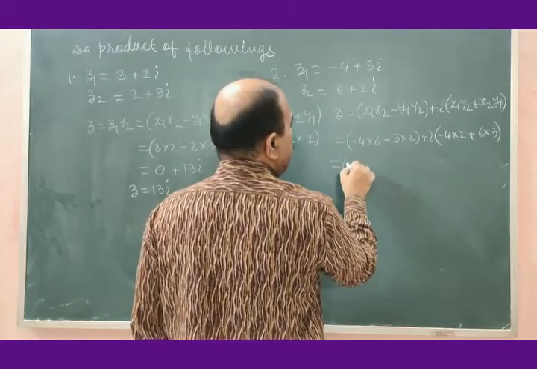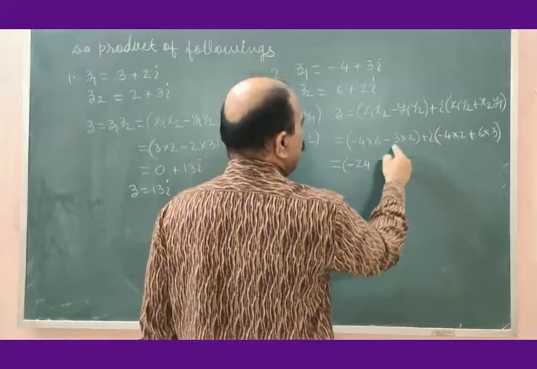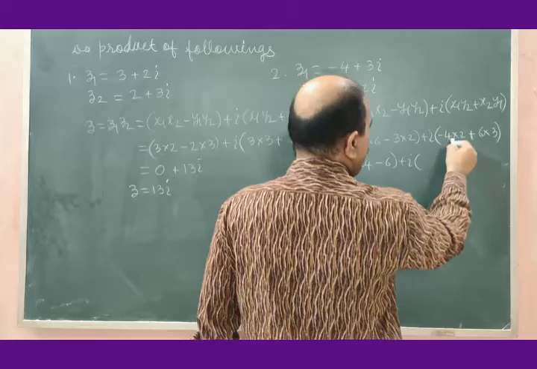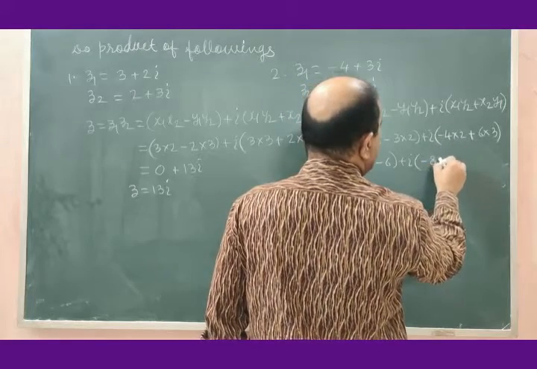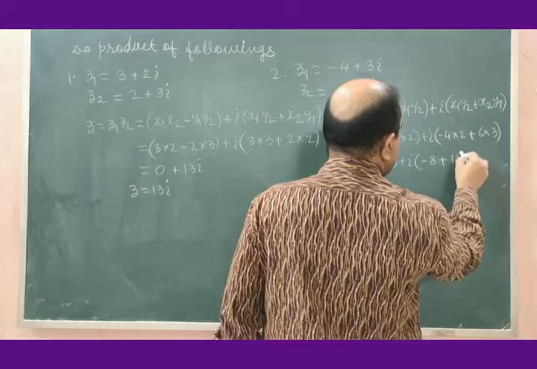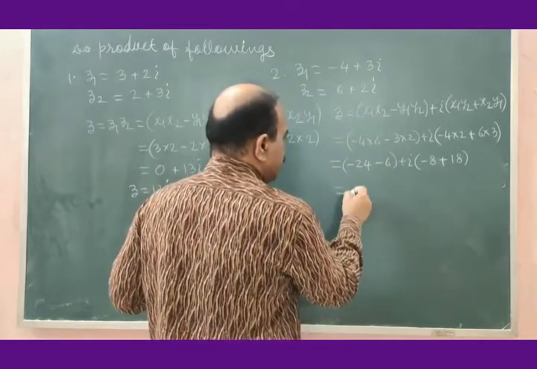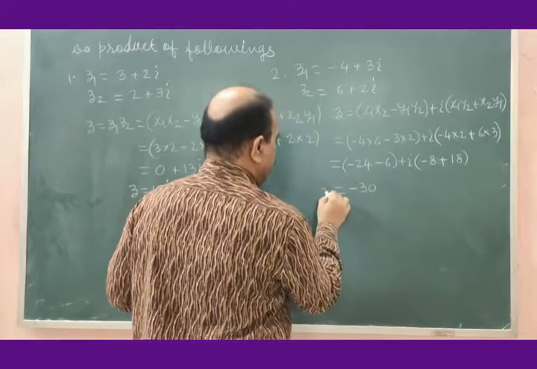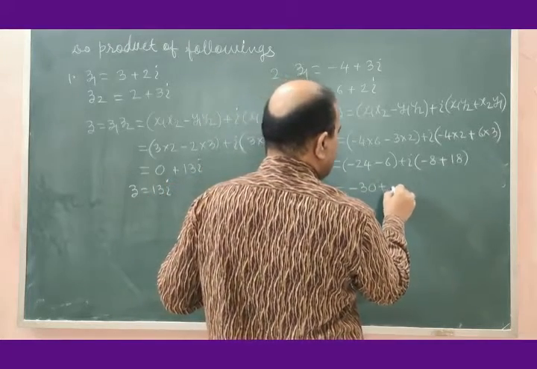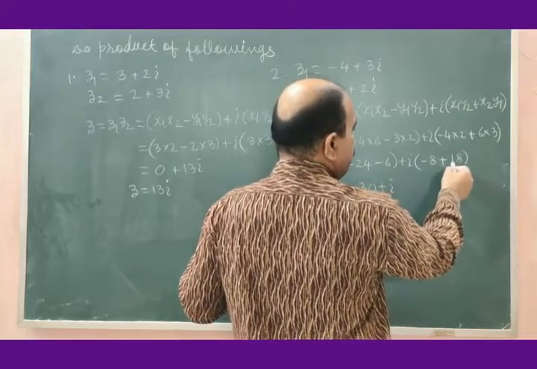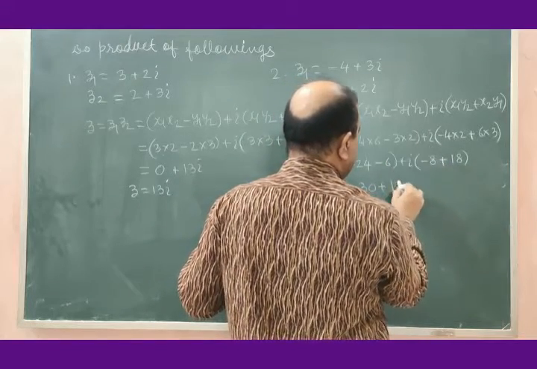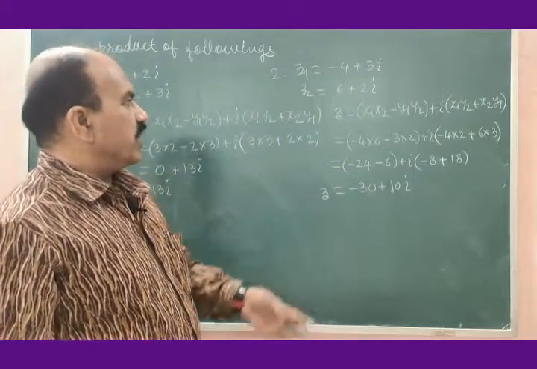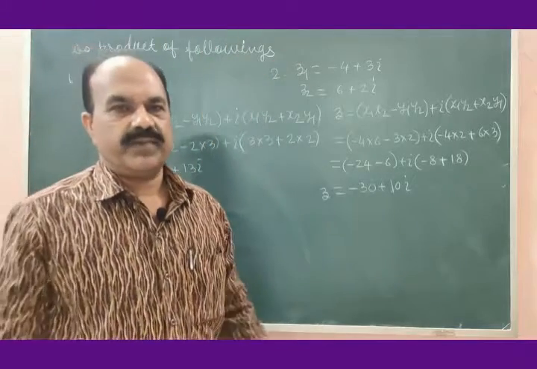4 6s are 24, minus 24. 3 2s are 6, minus 6, plus i into 4 2s are 8, minus 8 plus 6 3s are 18. This is minus 24 minus 6, minus 30, plus i into plus 18 minus 8, 10i. Okay, this is the product of these two complex numbers.